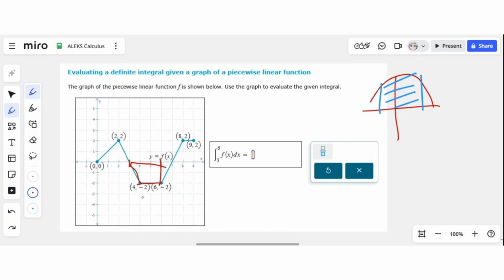What I've got here, really, I've got a square that's 2 by 2, so that is an area of 4. And I've got this triangle that is the triangle of a 1 by 2 rectangle. The triangle is always going to be half of that rectangle, so this is an area of 1. So our definite integral here is going to be -5.